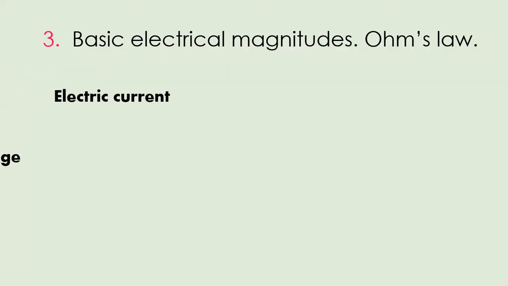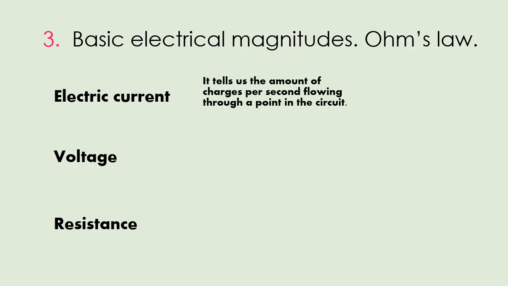These are the three basic electrical magnitudes: electric current, voltage, and resistance. Let's start with electric current. This magnitude tells us the amount of charges per second flowing through a point in the circuit. Its symbol is a capital I for intensity, and its units are amps.